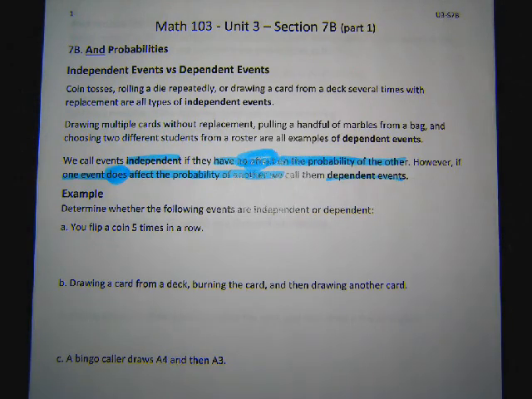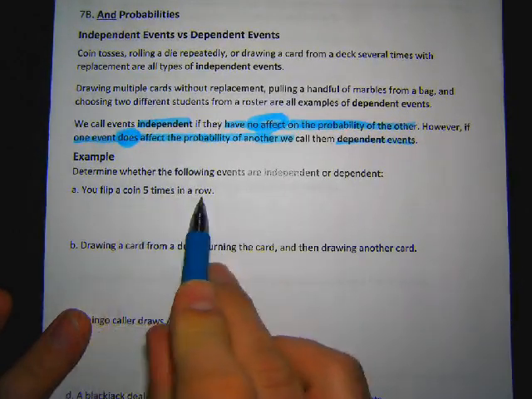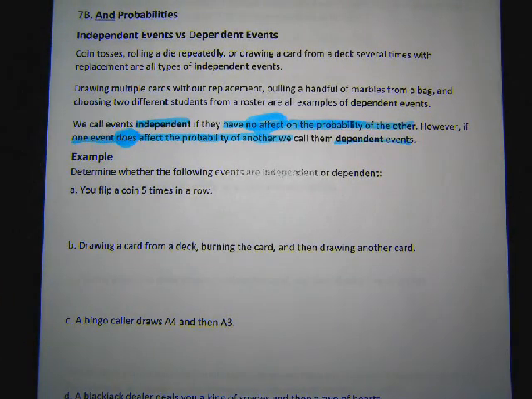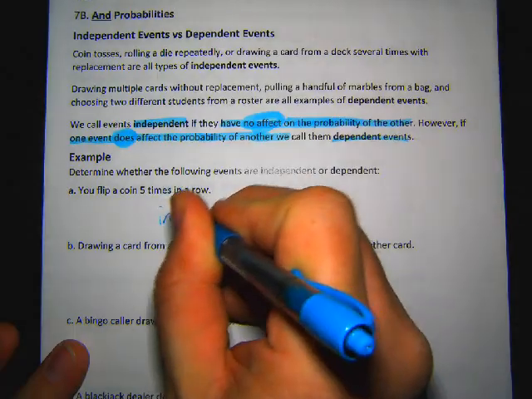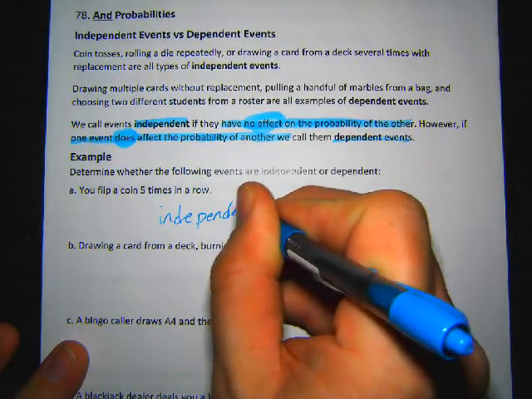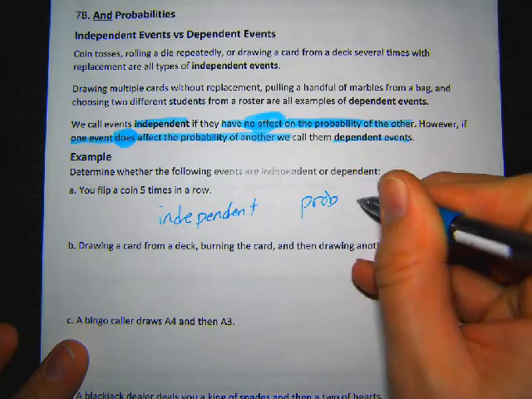So anytime you change the probability with the first action, that's dependent events, where one thing affects the probability of the next. A big part of this section is being able to identify things that are independent versus dependent. One thing that's nice is coin flips and dice rolls are pretty much always independent. So if I say you flip a coin 5 times in a row, that's definitely going to be independent, because every time you flip a coin, it does not affect the next flip. The first one heads, well, I still have a 50-50 chance of heads on the next one. It doesn't matter what I got the first time. So this is definitely independent. Coin flips don't change the probability.